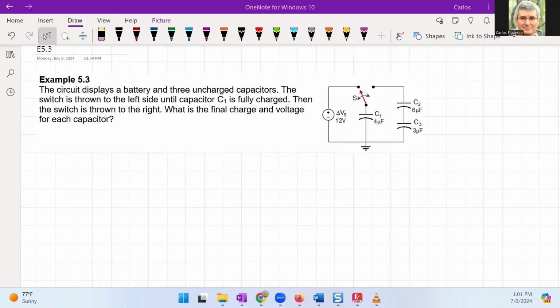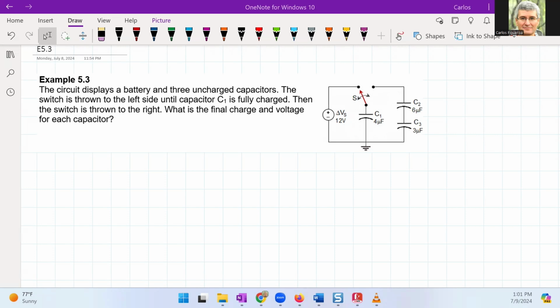Example 5.3. A circuit displays a battery and 3 uncharged capacitors. The switch is thrown to the left side until capacitor C1 is fully charged. Then the switch is thrown to the right. What is the final charge and voltage for each capacitor?